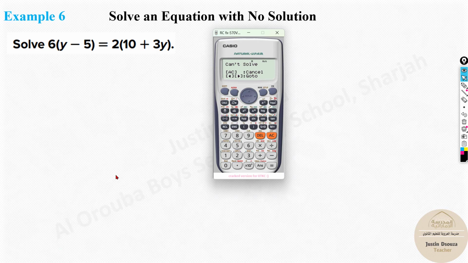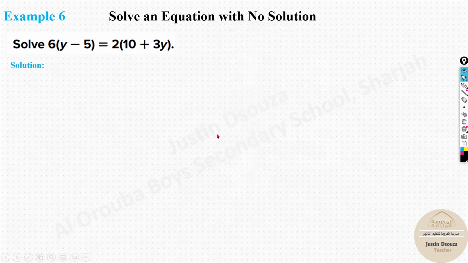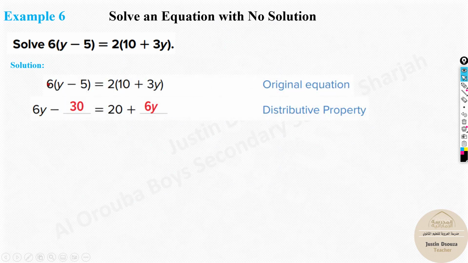Okay, so now here it shows you can't solve. That means there is no solution. If any time you get an answer can't solve, there is just no solution. But let's solve this. How do we solve? Multiply 6 inside, it will be 6y. 6 multiplied by negative 5 is negative 30. 2 times 10 is 20, and 2 times 3y is 6y.